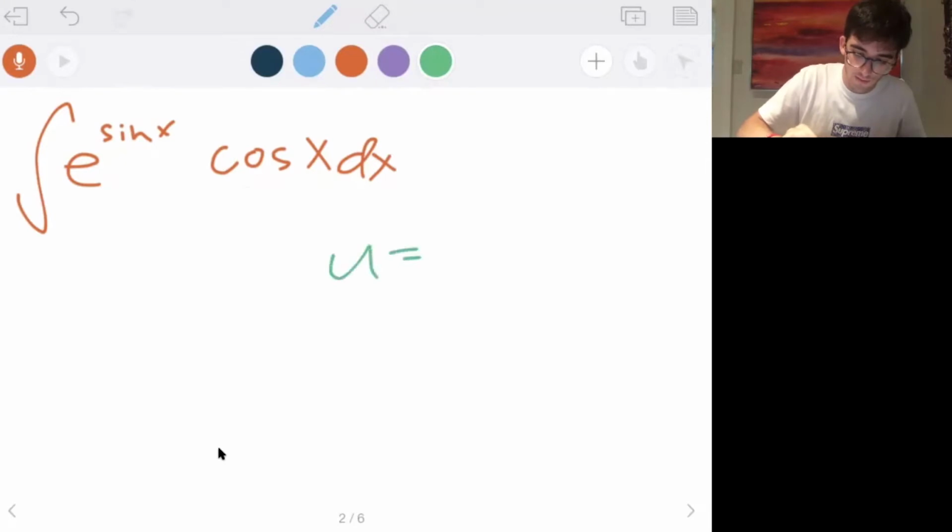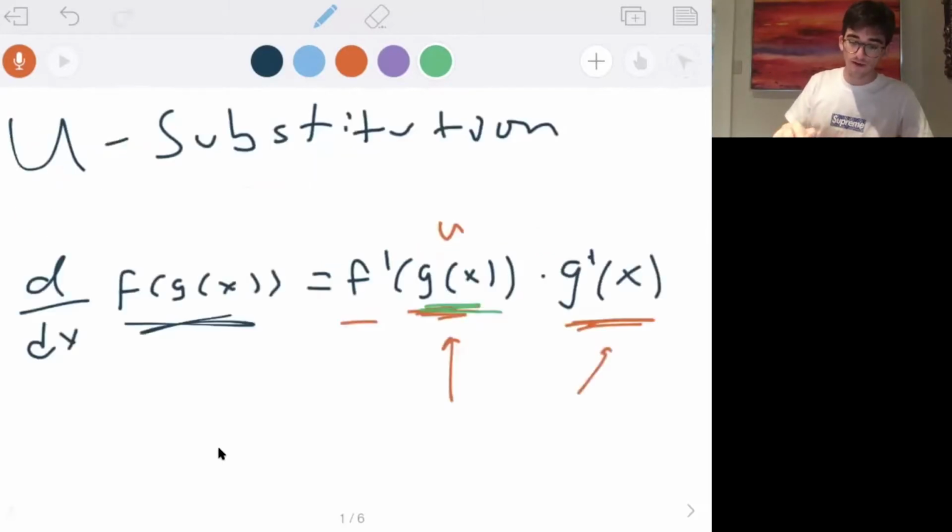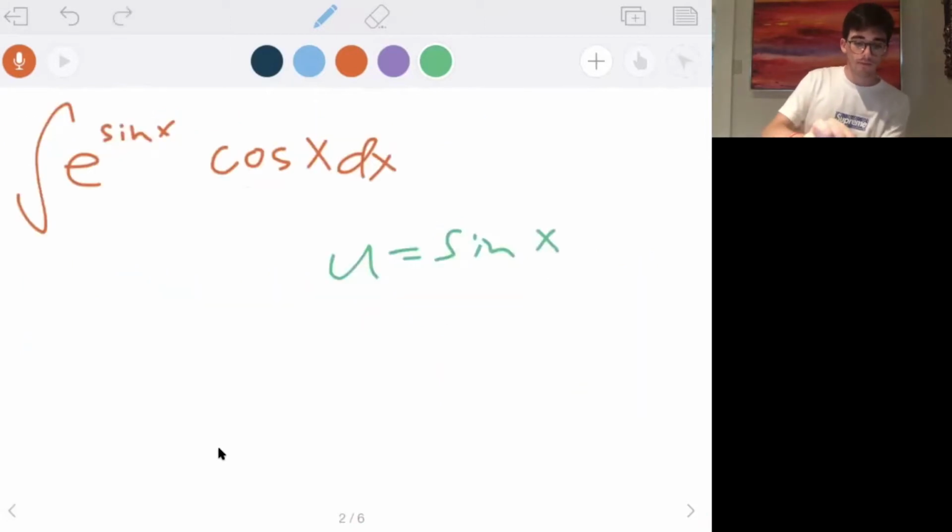I'll tell you why. u equals sine of x, because sine of x is your inside function. Sine of x is embedded in your e to the x, so that's telling you that sine of x is your inside function. Like how g of x was your inside function, now it's going to be sine of x. We could make that substitution right now and make that e to the u, but that wouldn't be enough because now we're mixing u's and x's. No good. We've got to get everything in terms of u.